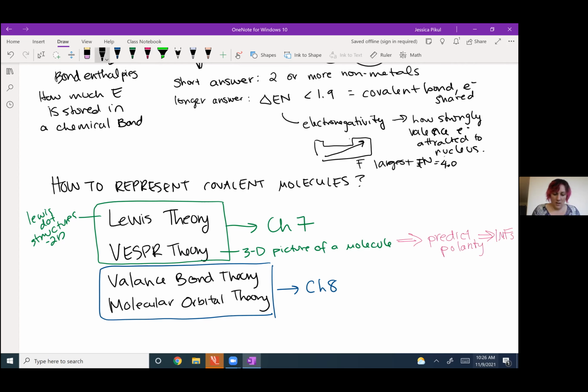All right. So I'm going to dive into Lewis theory and then VSEPR theory. I'm going to take a quick pause and see if there are any questions.